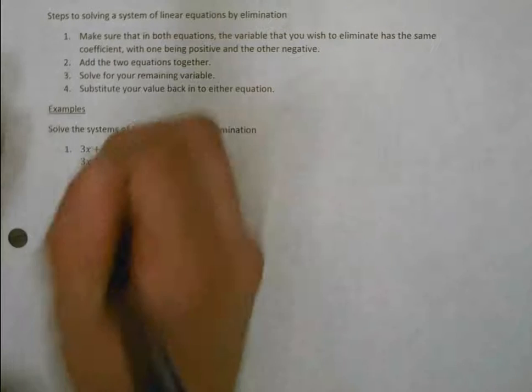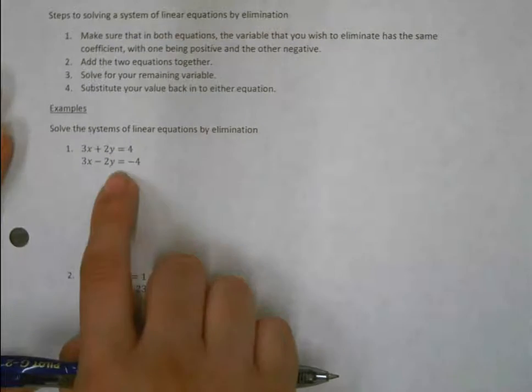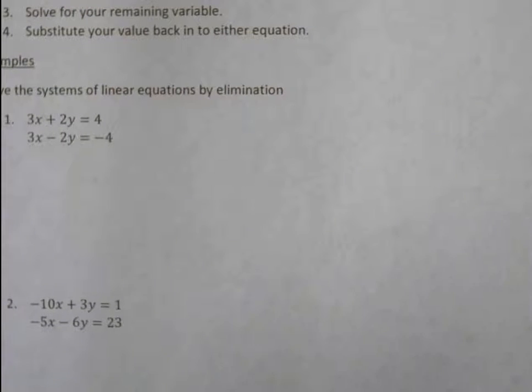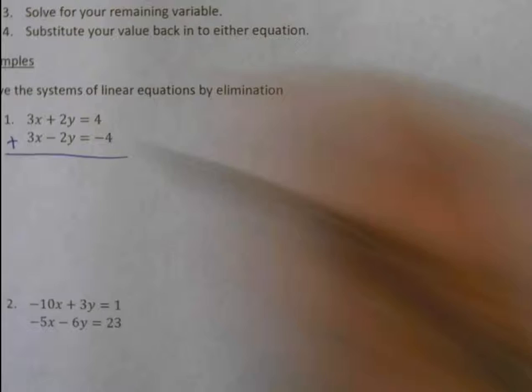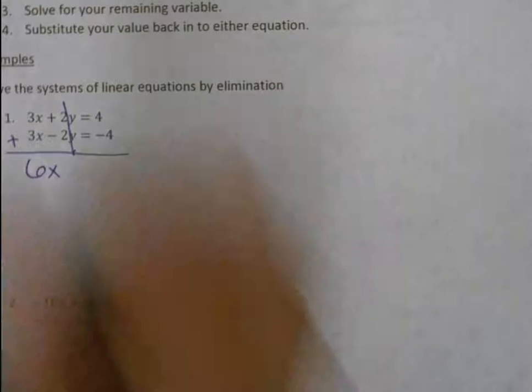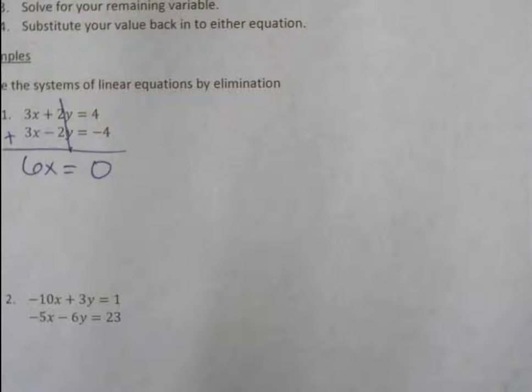Cancel out. So if I take a look at number 1, my y's have opposite signs, right? But they're the same number too. So I want to add straight down. What's 3x plus 3x? And then I told you the y's cancel out. 4 minus 4? 0. Okay.